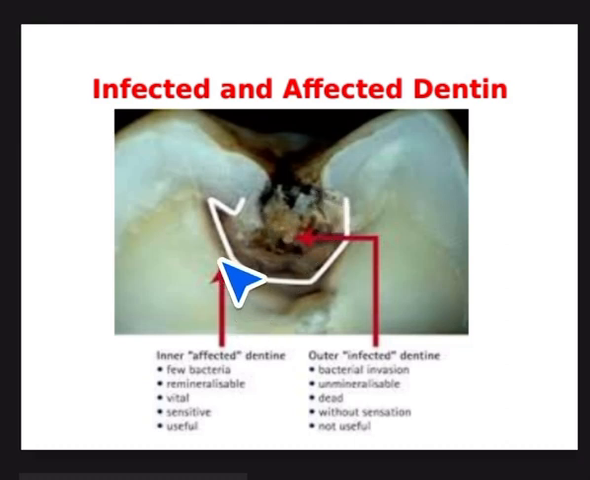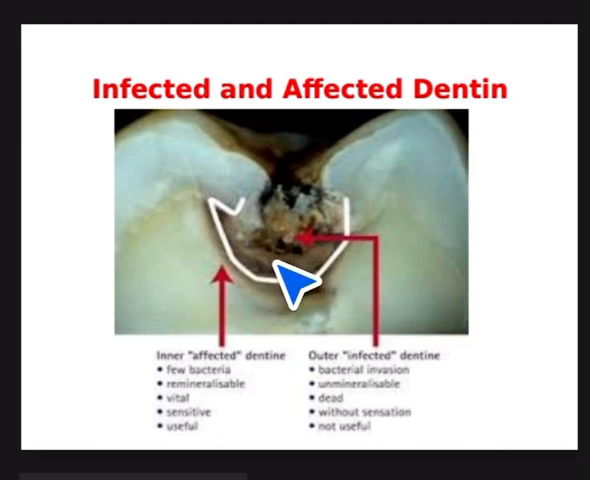Now, there is something called affected dentine. What is affected dentine? This area also has bacteria, few bacteria, but this can be remineralized. It is vital, it's sensitive, it is useful. Earlier, if you had to make a cavity, you would remove all this healthy tissue, healthy dentine, healthy enamel, infected, affected, everything. But in minimal intervention dentistry, we remove only the infected part of the dentine, which is useless, unmineralized, dead. And we use materials which remineralize the affected dentine.